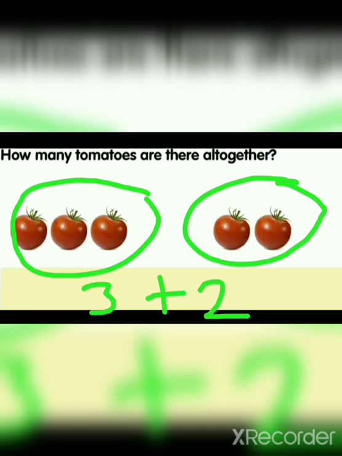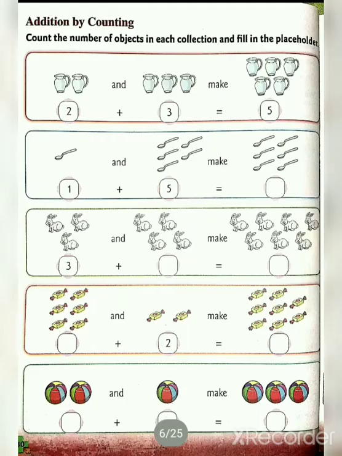Now let's add the tomatoes by counting on. Here you can see 3 tomatoes and here you can see 2 tomatoes. So 1, 2, 3. After 3, 4, 5. So 3 plus 2 is equal to 5. So there are 5 tomatoes altogether. I hope you all have understood this method, addition by counting. So now we will start the book exercise and know more about addition by counting.